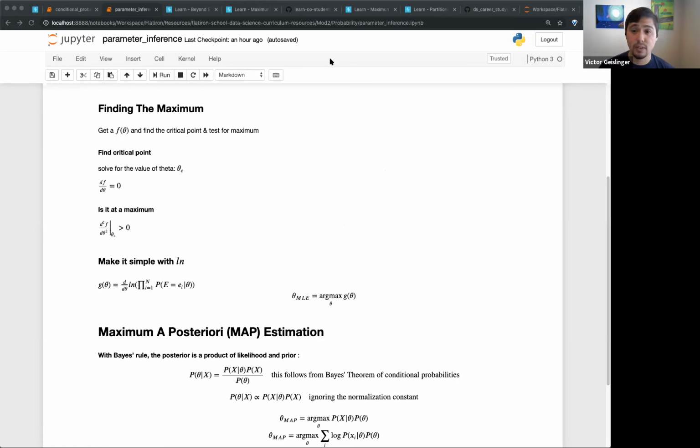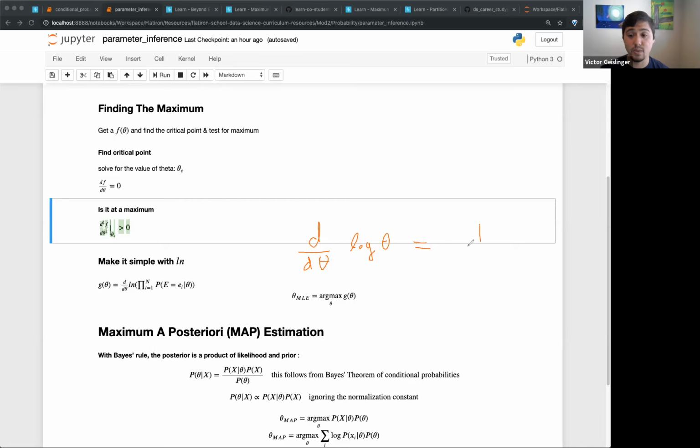So does anyone know what the first derivative of a log function is? I can't write today. There we go. So I have the derivative with respect to theta of log of theta. I'll put log or ln, it doesn't really matter. Does anyone know what the derivative of that is? Really easy. It's just 1 over theta.